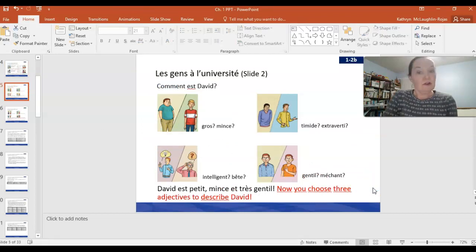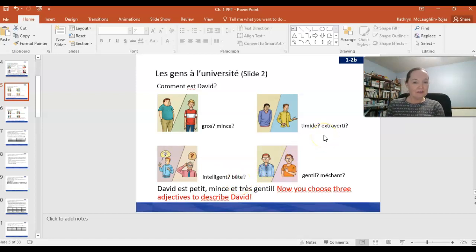Hey, les gens à l'université. On continue. We continue. So you can ask how a person is. What are their physical characteristics? Okay, comment est David? So how is David? What is he like? So we can use different adjectives. Gros, mince. So is he more heavyset or is he thin? We could say intelligent, bête. So intelligent is pretty clear, right? Intelligent. Bête would mean kind of foolish, maybe, not so smart.